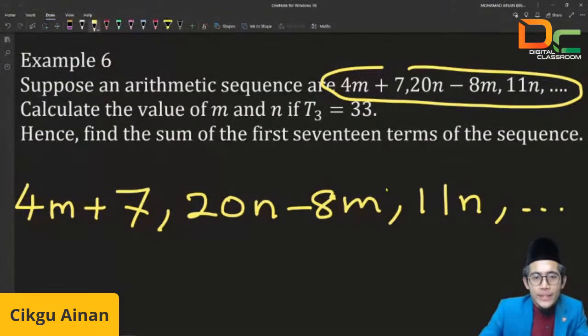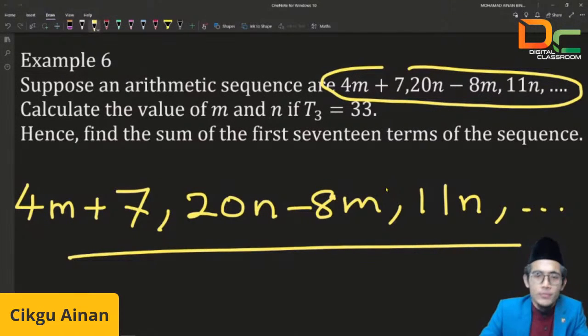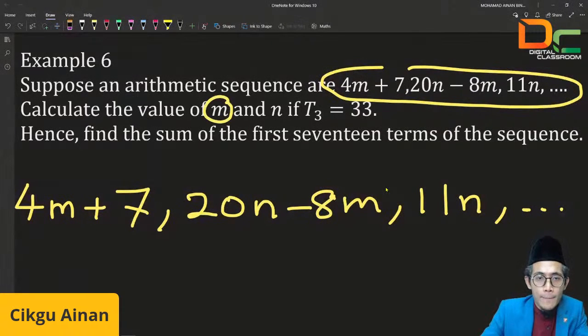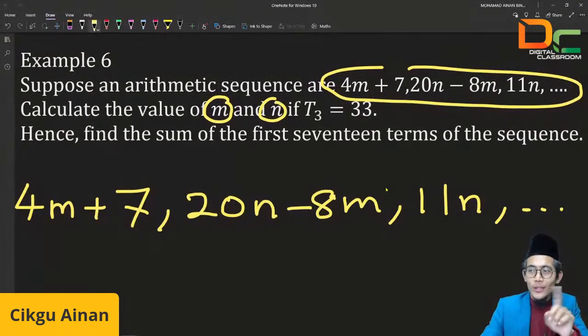Okay, now this is the arithmetic sequence. So what we are supposed to do is calculate the value of m and n. M and n are not A and d. This is not the first term. N is not the common difference. They are just the unknown variables in the terms, the ones that we don't know. So if we have been given information over here, I use a different color.